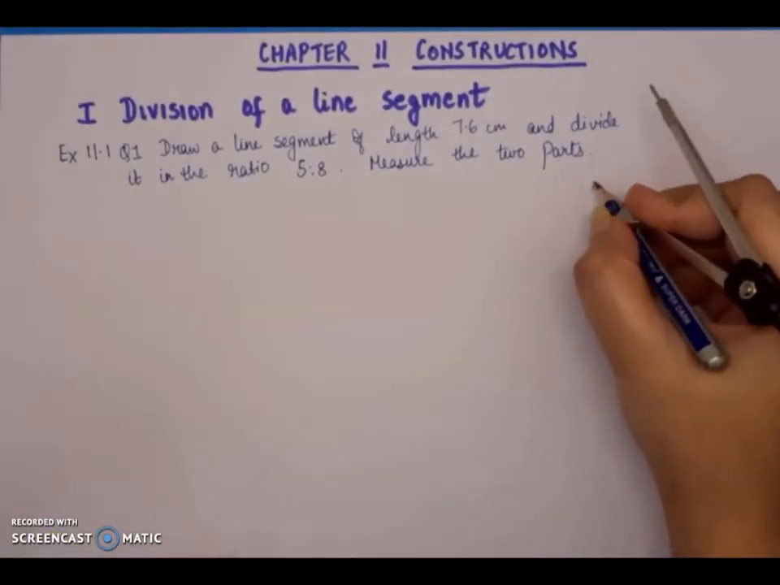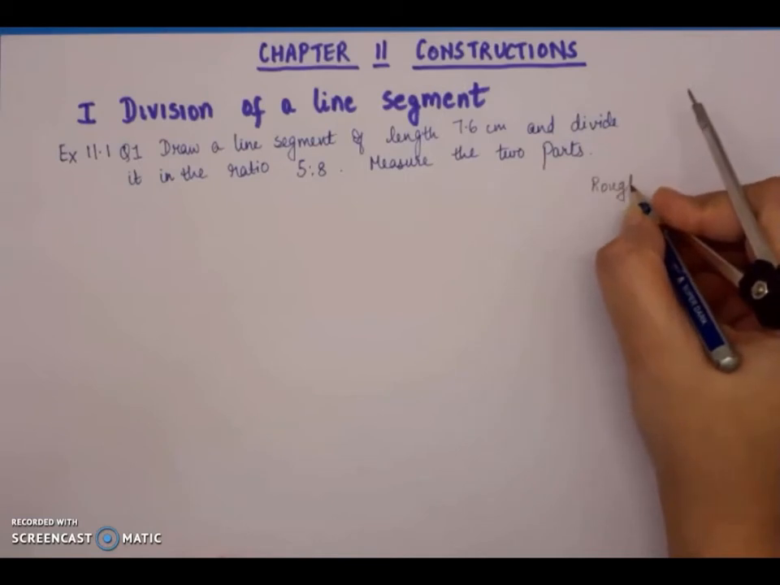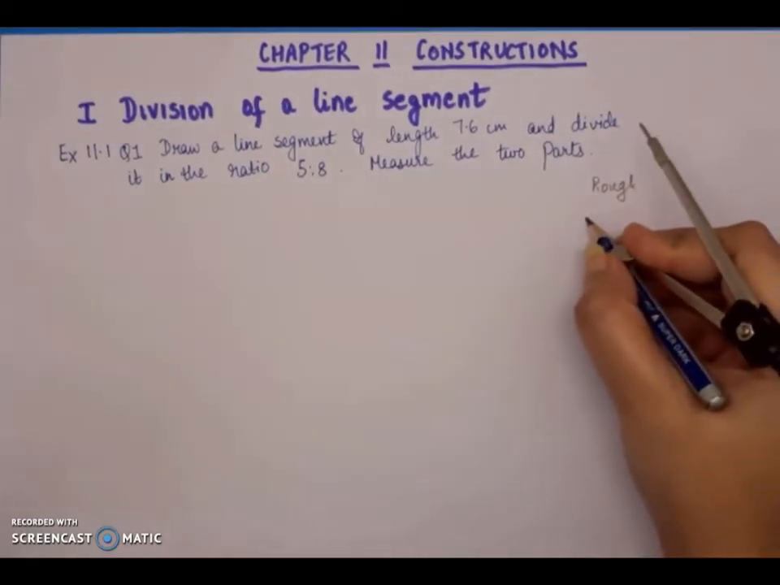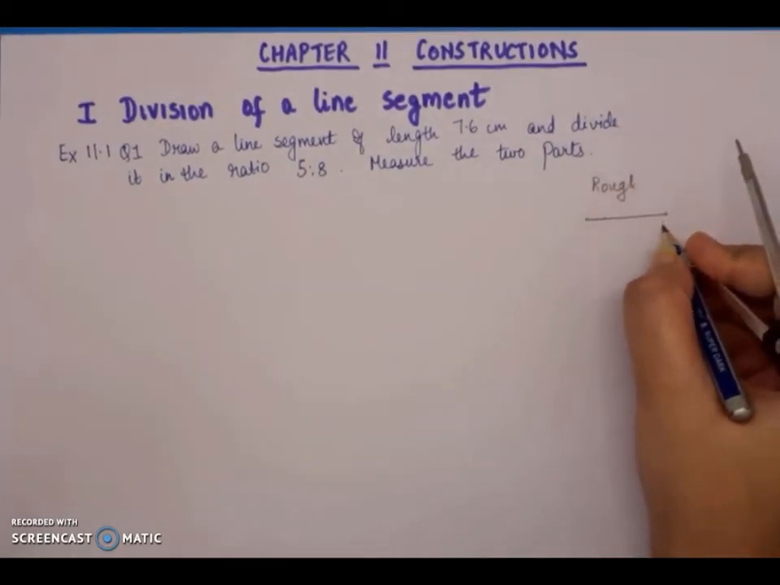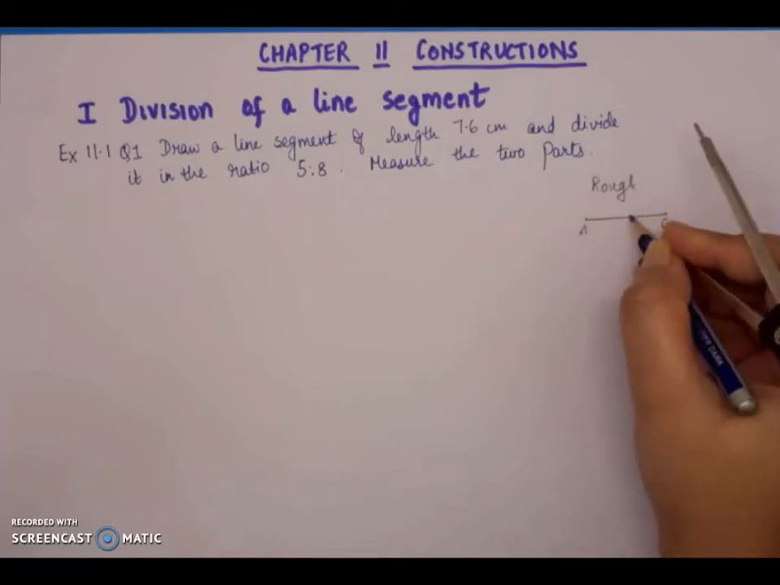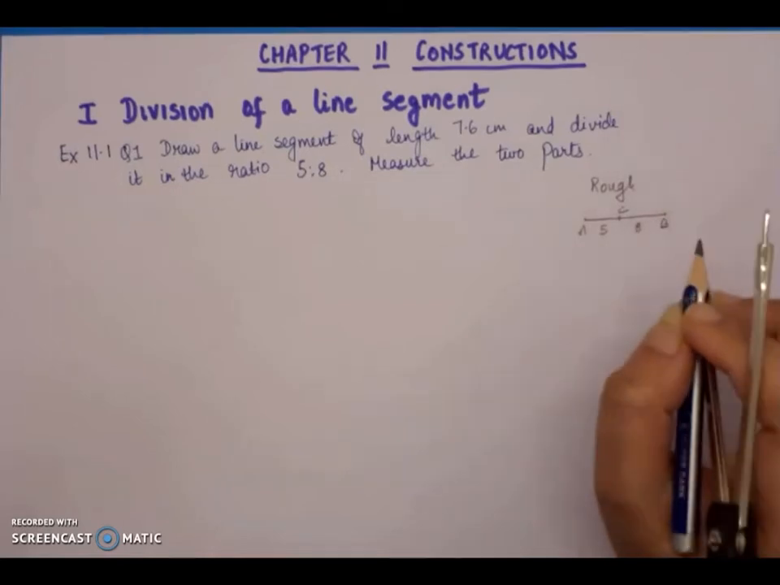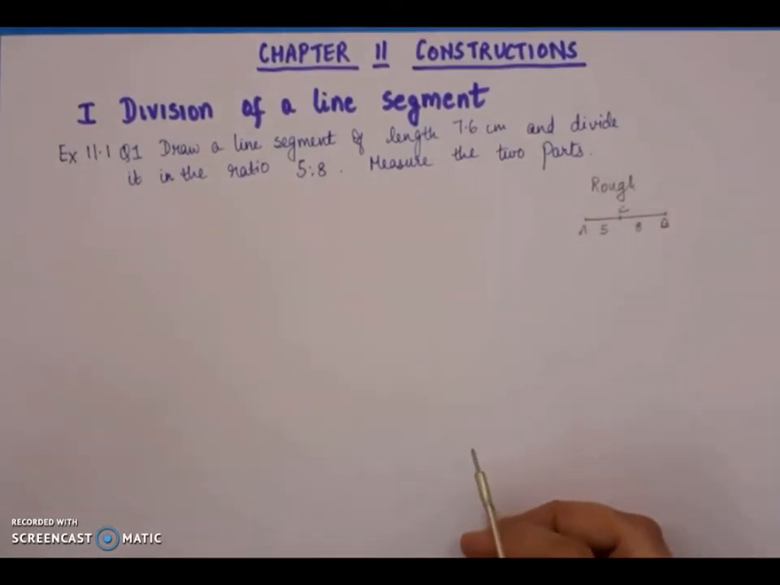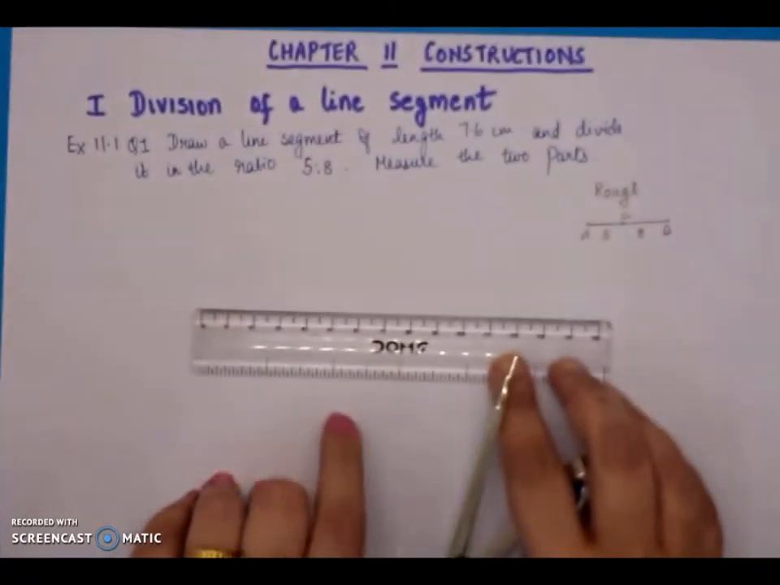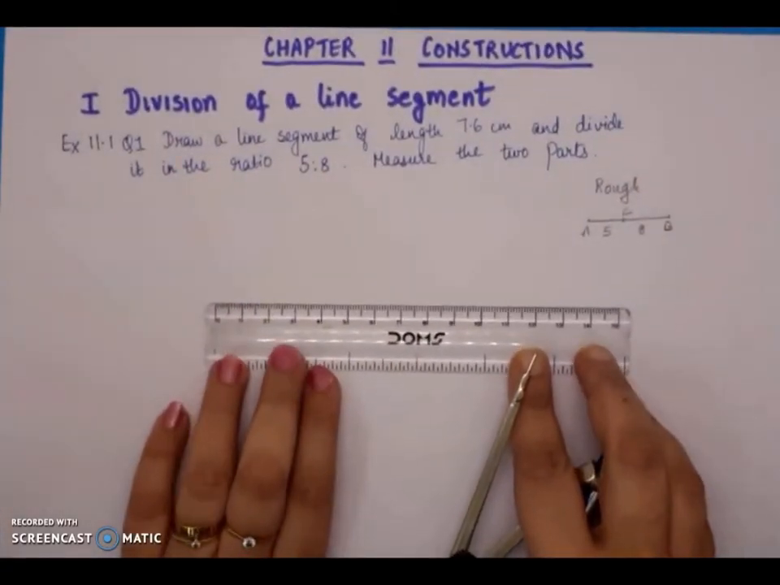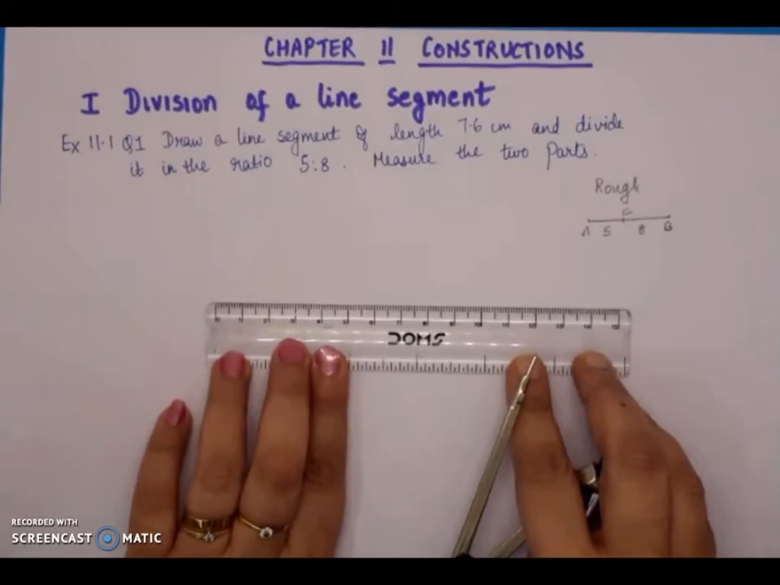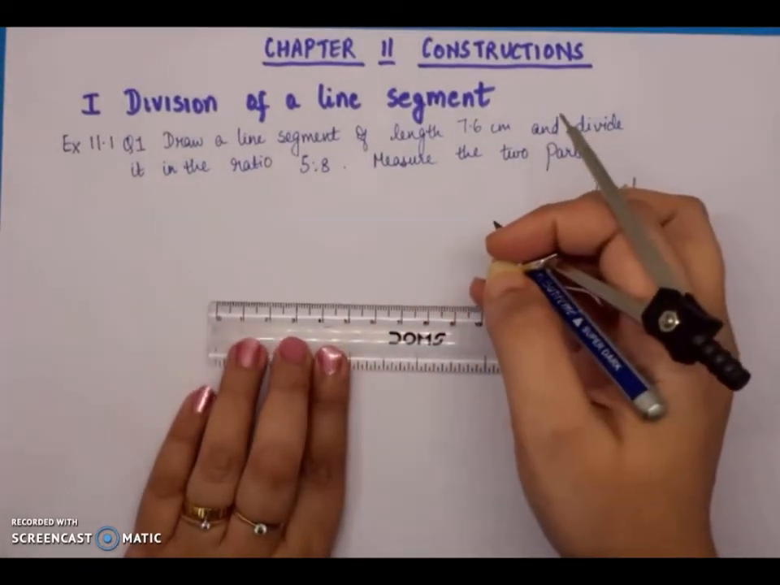So first we will draw a rough figure. First step will be to draw a line segment, that is AB, of length 7.6 cm. Then we are supposed to divide it in the ratio 5:8. That is, we will be locating any point C between A and B such that AC is to CB will be 5:8.